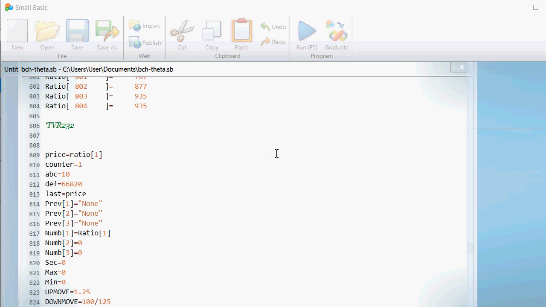Hello and welcome. Time for another one of the buy low and sell high games. And I do so using the program Small Basic. If you want to participate in playing this game, you will need this program.